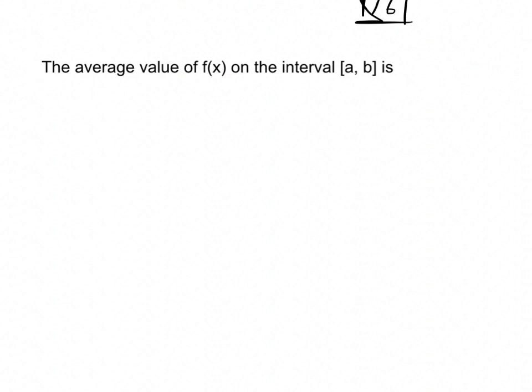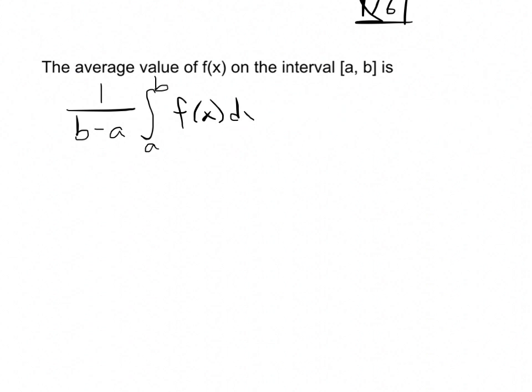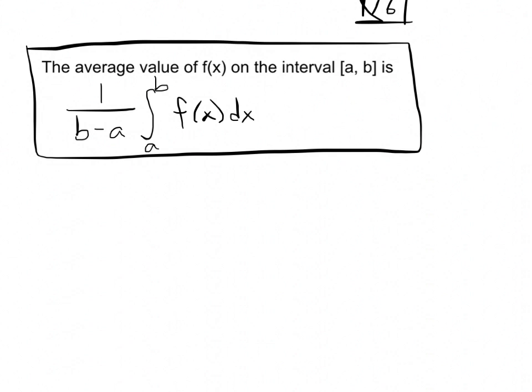So here we go. The average value of the function on the interval is given by 1 over b minus a times the integral from a to b of f of x dx. And that's it. In some sense, that is the formula that governs everything that we're going to do in the lessons and the videos that we're covering today.